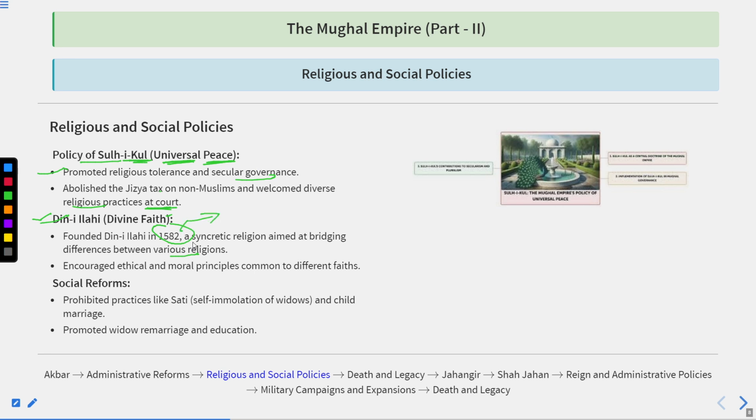Also, basically, the main priest was Abul Fazl. This religion encourages ethical and moral principles common to different faiths. Social reforms: he prohibited practices like sati pratha and child marriage. He also promoted widow remarriage and education for women.